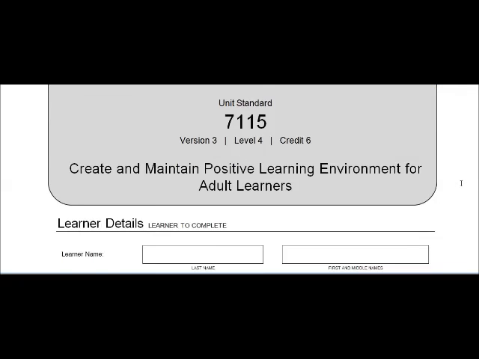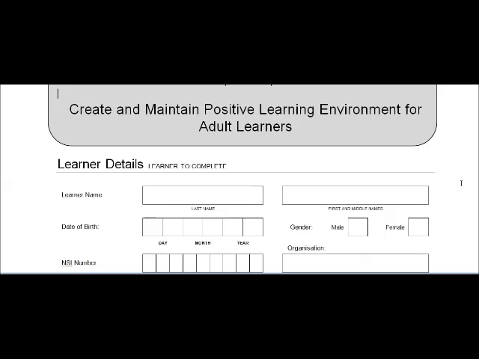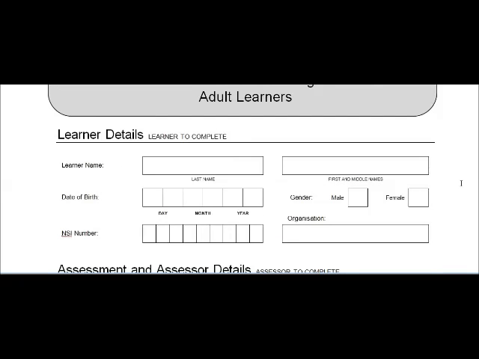So let's have a look at what we need to do. This front page of the assessment task booklet is what you'll need to complete. You'll need to put in your learner details: your last name there, your first and middle names in this box here, your date of birth in these boxes, your gender. If you know your NSN number, sometimes also referred to as your NZQA number, then you can put it in this box here.